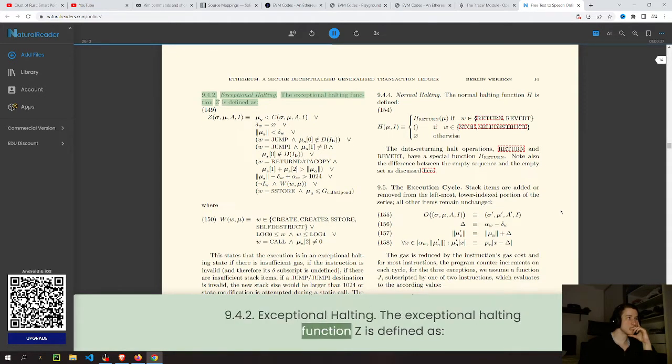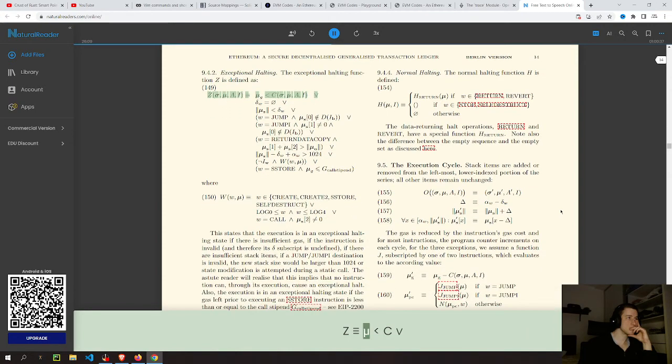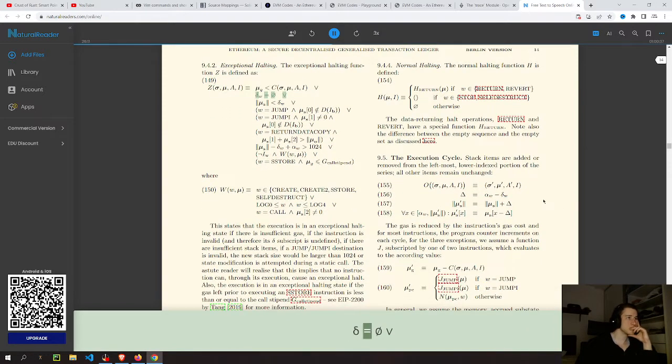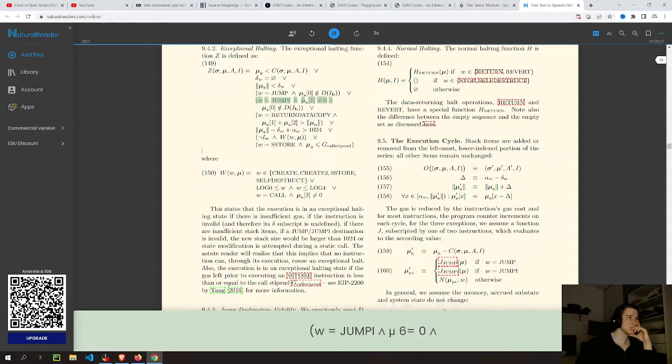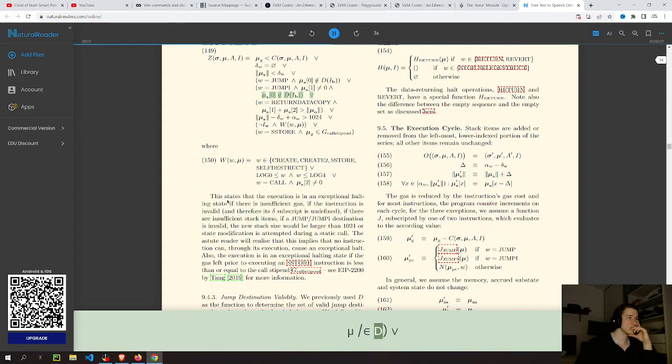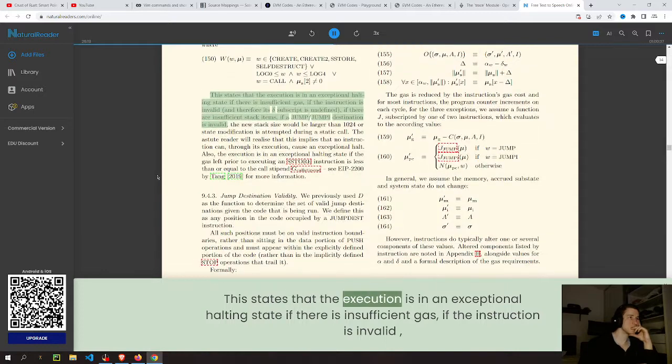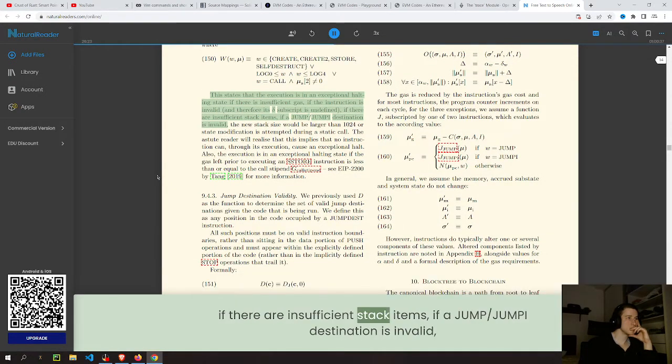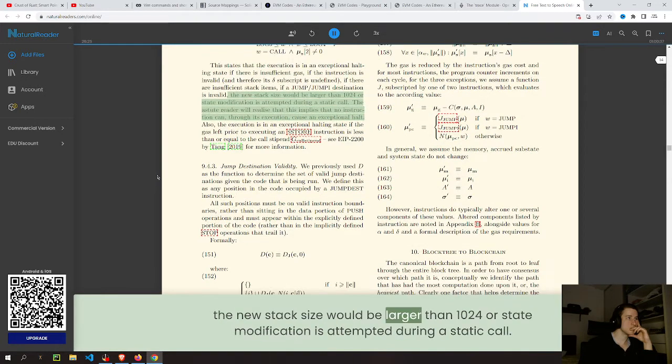The exceptional halting function Z is defined as Z mu delta equals mu W equals jumpy mu 6 equals 0 mu slash set membership symbol D. This states that the execution is in an exceptional halting state if there is insufficient gas, if the instruction is invalid, if there are insufficient stack items, if a jump slash jumpy destination is invalid, the new stack size would be larger than 1024, or state modification is attempted during a static call.